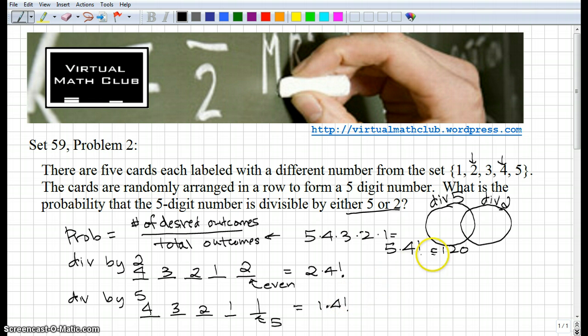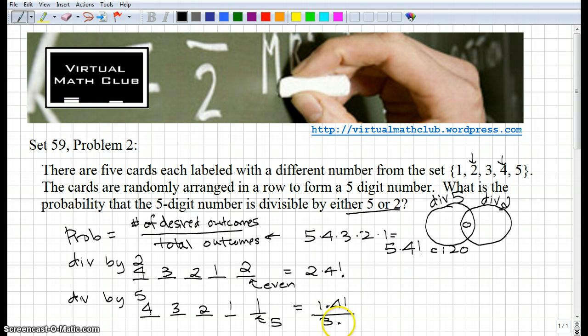Now, are there any cases that we've overcounted, that we double counted, that were divisible by 2 and 5? Well, that's just divisible by 10, so it would have to end in 0, but we don't have any zeros, so in this case we don't have any. There's nothing in this intersection. The numbers are either divisible by 2 or they're divisible by 5. But you do have to be careful about checking for that, because oftentimes you do have something in this overlapping set.